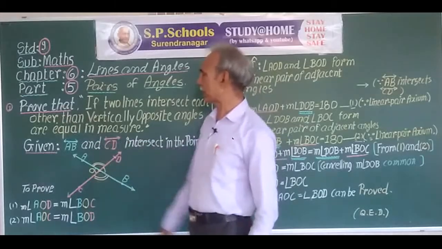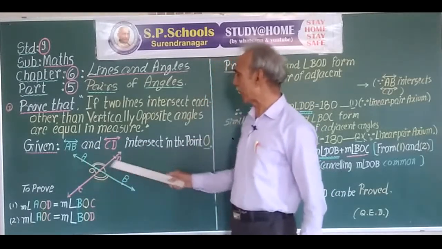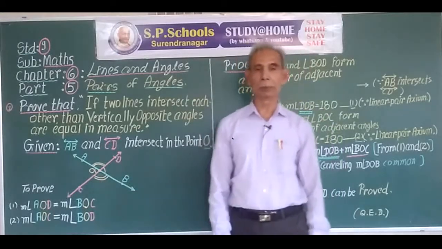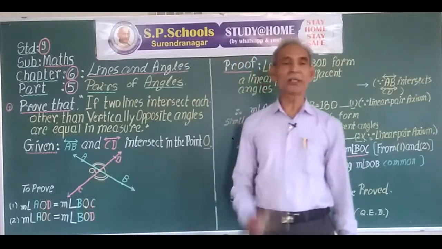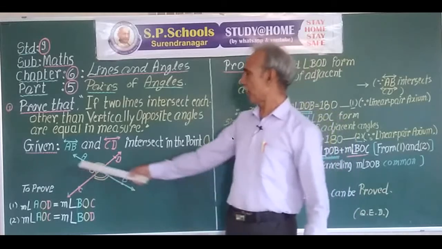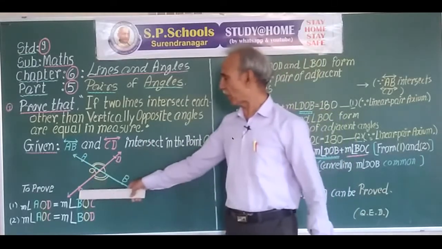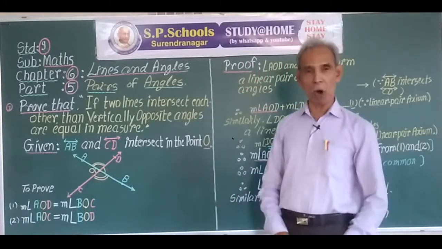To prove this, given that line AB and line CD intersect in point O. Both these lines, when they intersect, are always coplanar. AB is a line and CD is also a line. They lie in the plane of the blackboard.